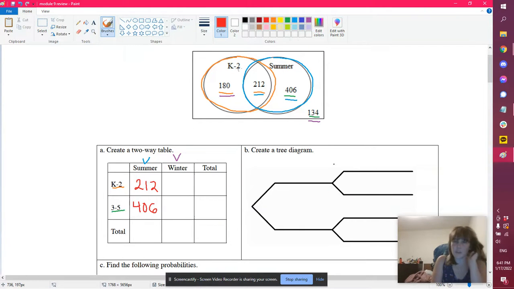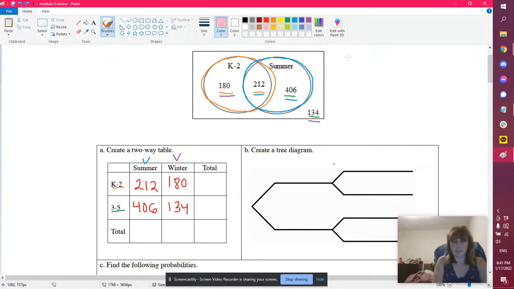All right, for winter K through 2, we want the stuff that's in the K through 2 circle, but outside of the summer circle. So that's the 180. And then the leftover is the leftover number, right? We can also think of this as 134 is outside of K through 2, so it has to be 3 through 5. And it's outside of the summer circle, so it has to be winter.